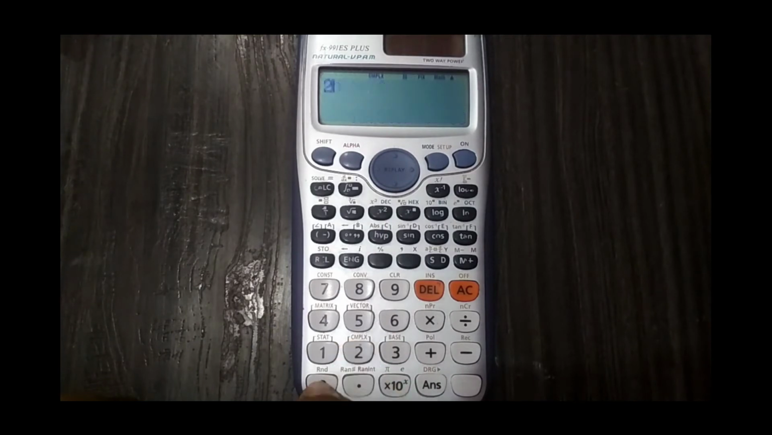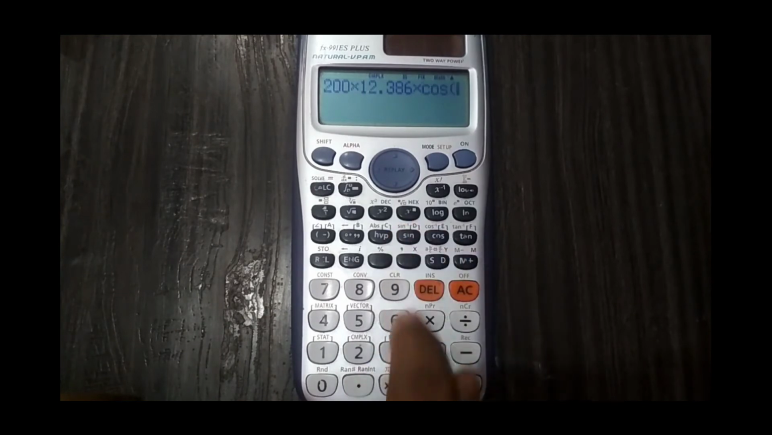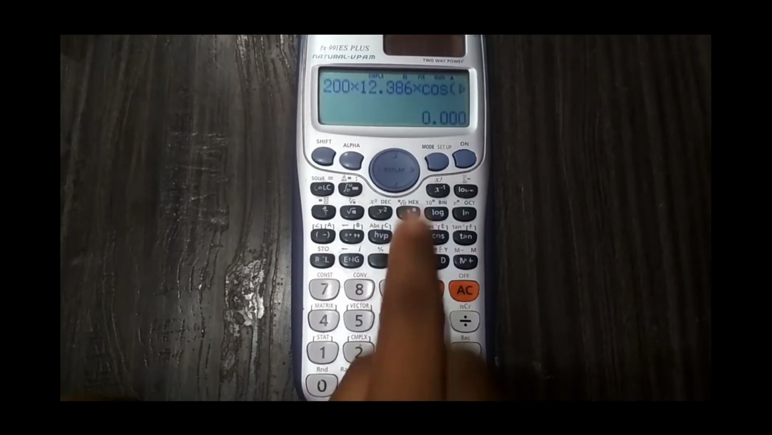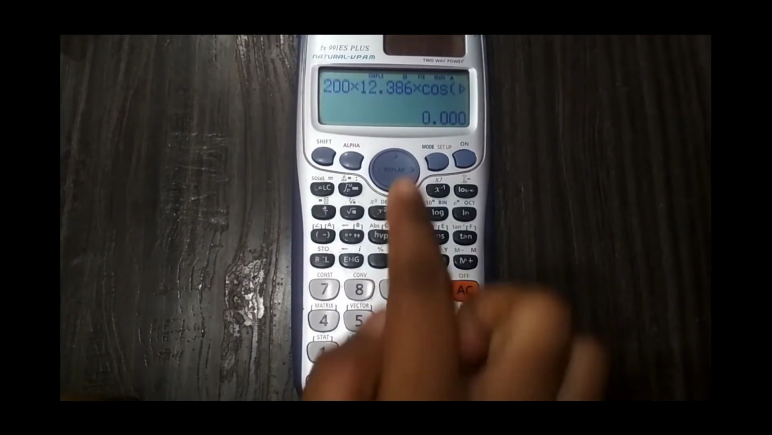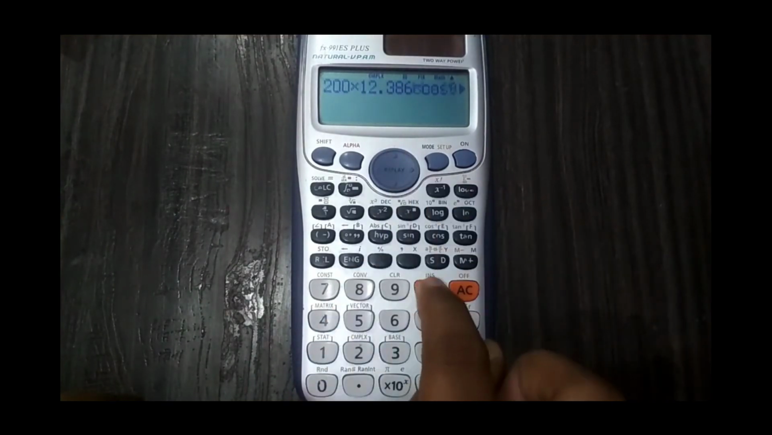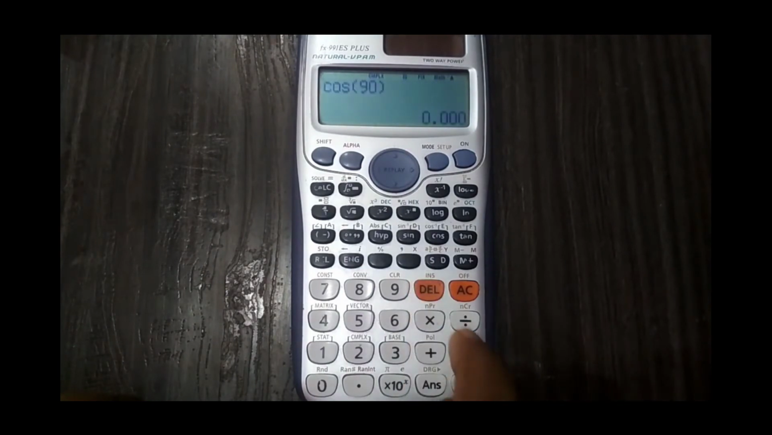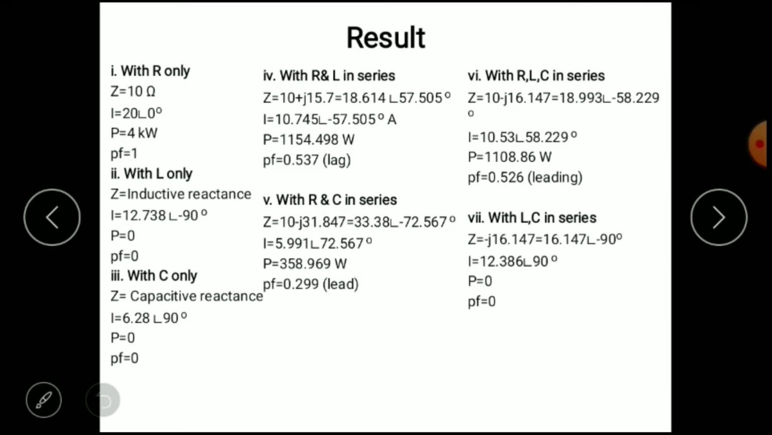To calculate power, V into I value, 12.386 into cos phi, the value is 0. To calculate power factor, cos 90 degree will be equal to 0. The results that we obtained in the first numerical are shown here for the purpose of evaluation. Now let us move to the second numerical.